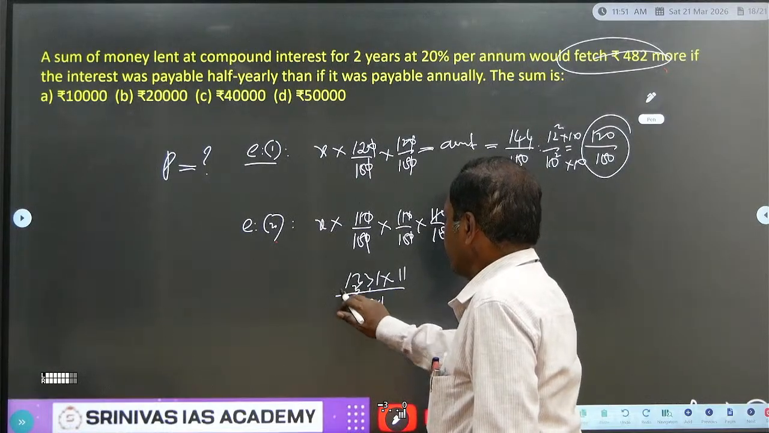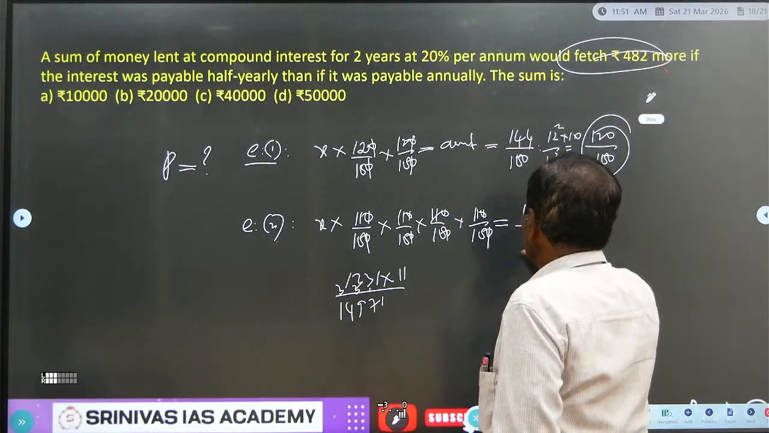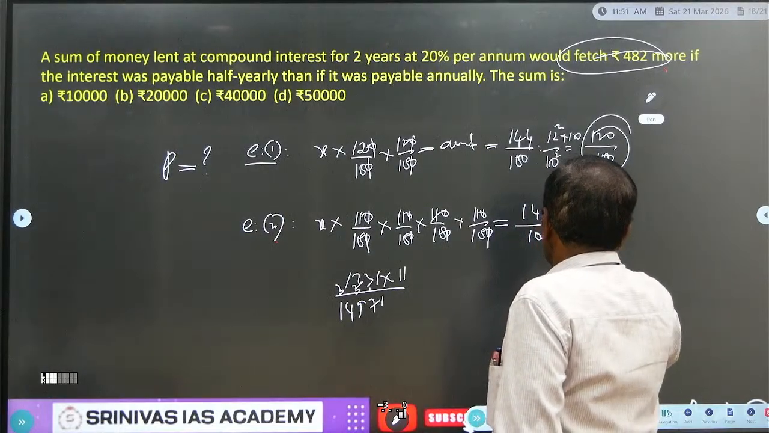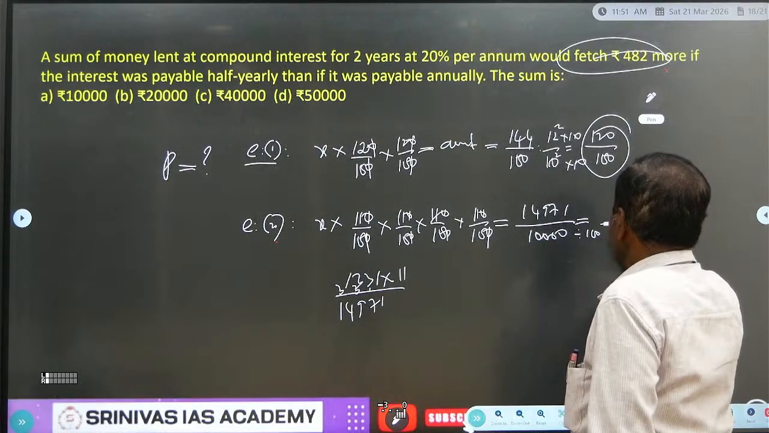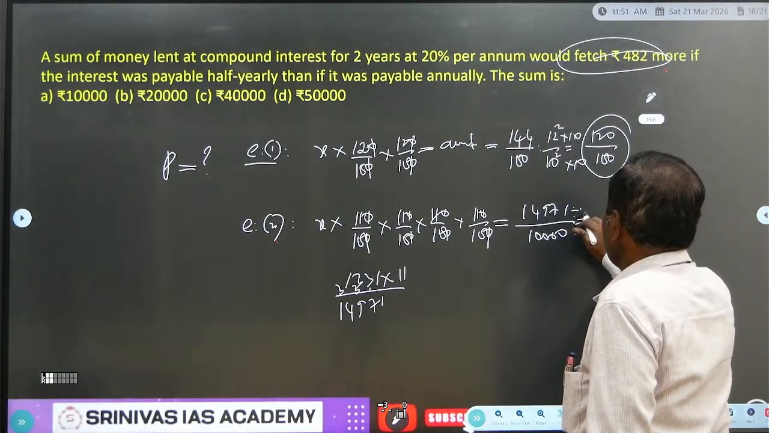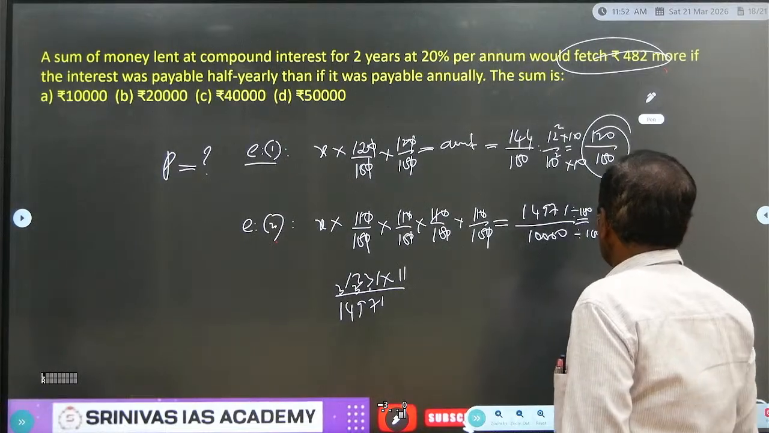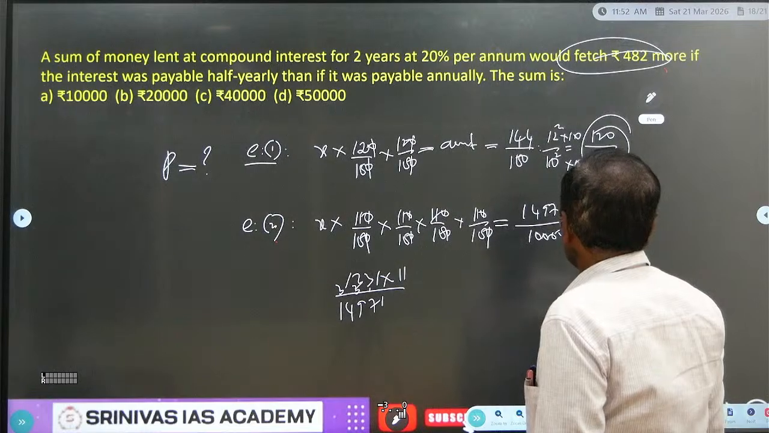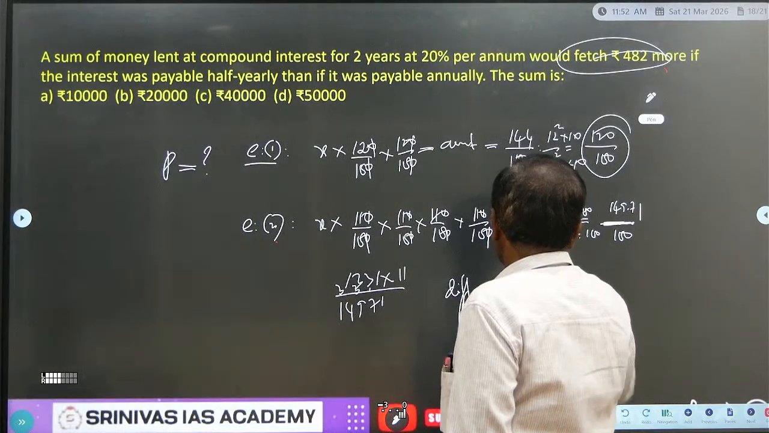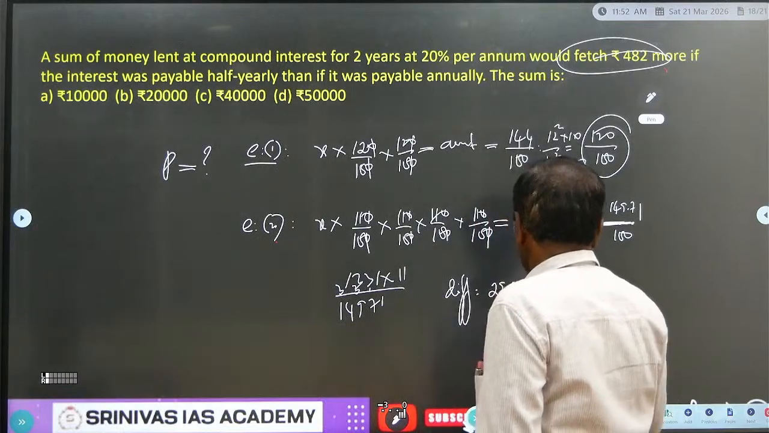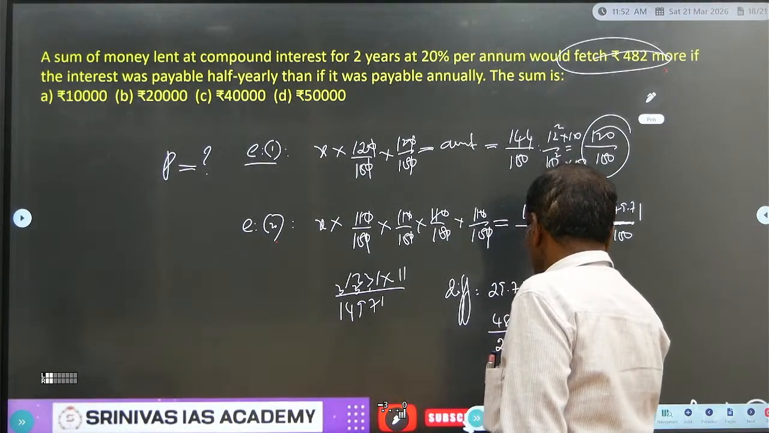14,971 by 1, 2, 3, 4, divided by 100. You can take 100. 100 means 149.70. Like the difference is what? 29.71. That is 482. It means 482 with two zeros by 2971. How many times do you have to see that?